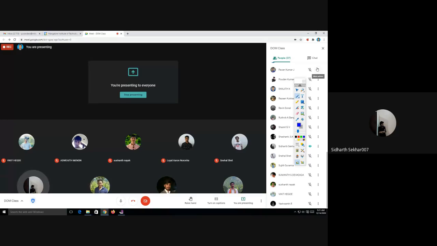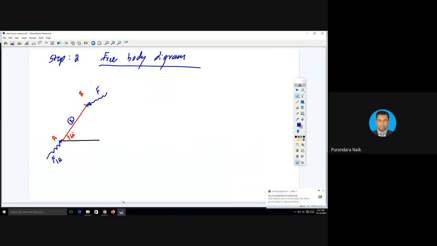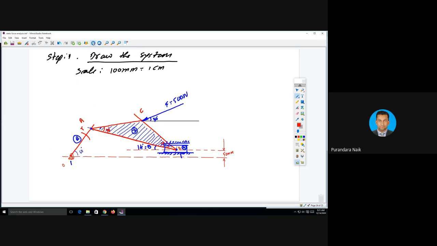F3, 2. Very good. So, force by link number 3 on link number 2. Correct? F3,2. Next, that is the first link. And we have an unknown torque. I don't know the torque, but I have to mention it, T. This is the free body diagram of link number 2.